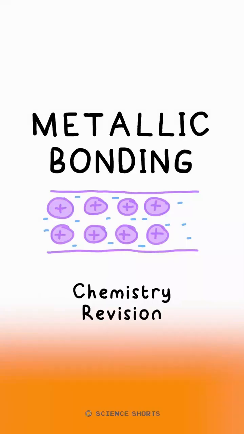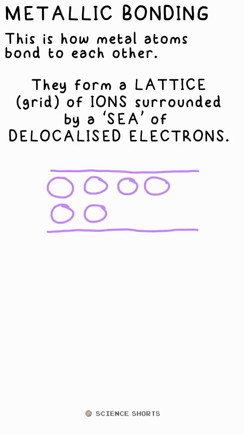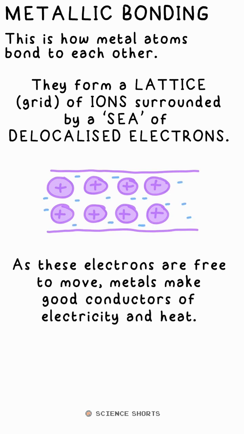Metal atoms bond to each other through metallic bonding. Essentially a lattice or grid of ions is formed with a sea of delocalized electrons around them. Delocalized just means they're not exactly on the atom. As these electrons are free to move, metals make good conductors of electricity and heat.